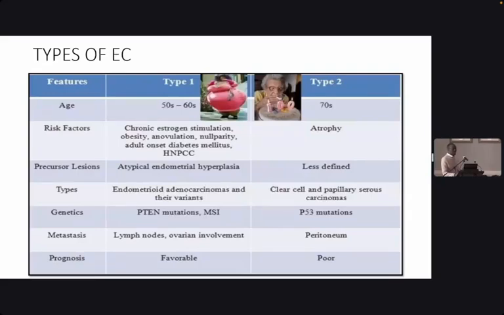And the surrogate was serous carcinoma, clear cell, carcinosarcoma. And this one had P53 mutations. Most of them were already diagnosed with extrauterine disease and had a poor prognosis. However, this binary or dichotomous classification had so many pitfalls because, remember, it was also based on histology.